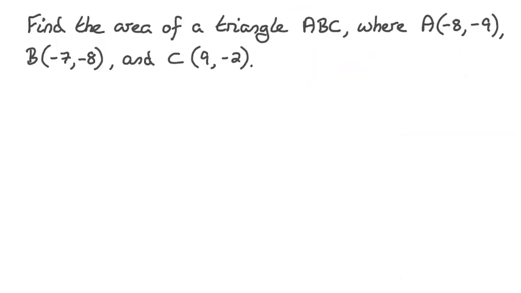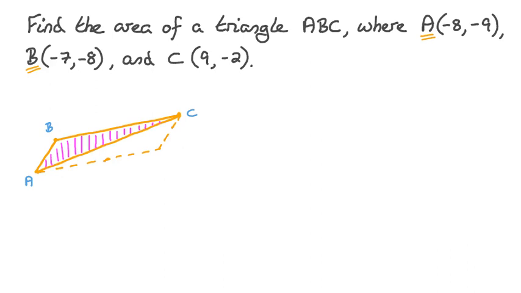Find the area of a triangle ABC where A has coordinates -8, -9, B has coordinates -7, -8, and C has coordinates 9, -2. We could begin by trying to draw the points on a coordinate grid. However, as points A and B are so close together, it will be difficult to draw this accurately. As a result, we will just sketch the triangle roughly as shown.